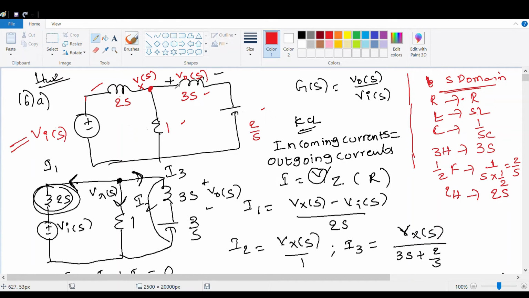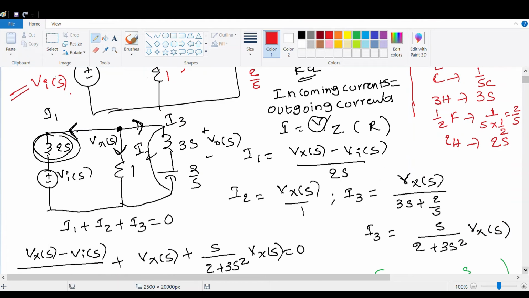So I just wrote this on the circuit, and after that they have asked to solve this node using nodal analysis, so we are using the nodes, that's why it's a nodal analysis. So at this node I represented the voltage as Vx of s and the input is Vi of s because it is in S domain, and output is V naught of s.